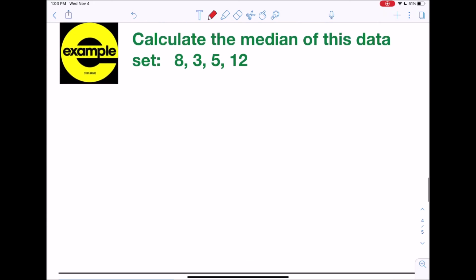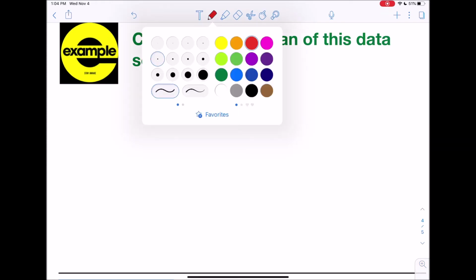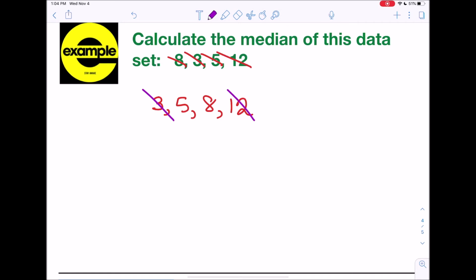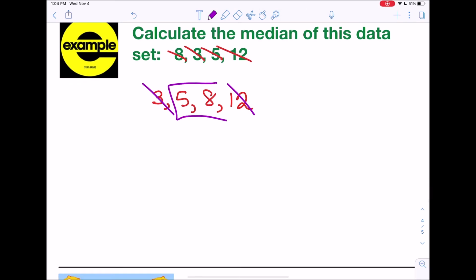All right, so calculate the median of this data set. So now we have 4 numbers, once again an even number. That means we're not going to have a number in the middle, but we still need to place it in order from least to greatest. So I have 3, then 5, then 8, and then 12. I'm going to go ahead and cross out a number from each side, and I notice that I have 5 and 8 left in the middle.